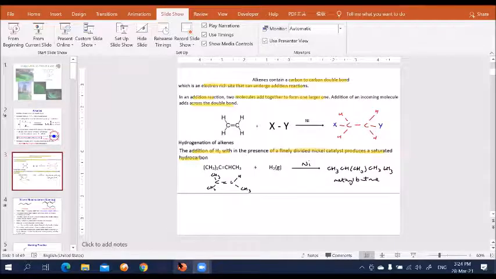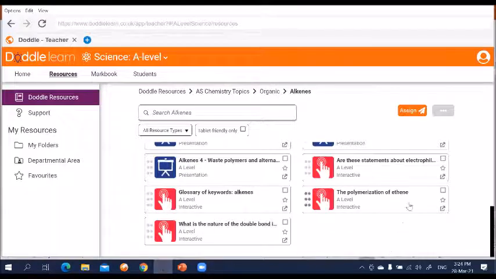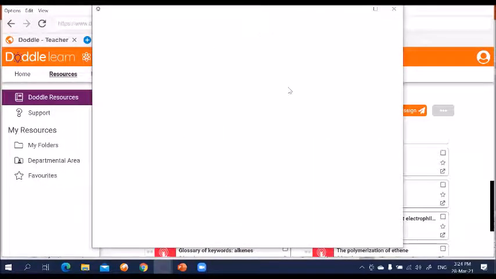Okay, you can kind of see this, but let's go back to here. Addition reactions. So what can we do with the double bond?